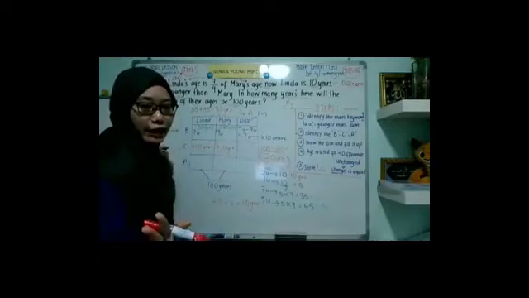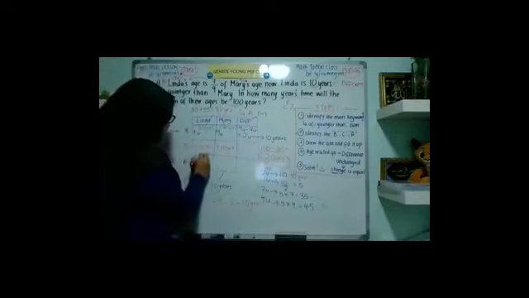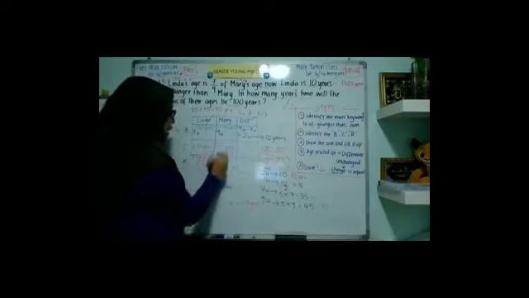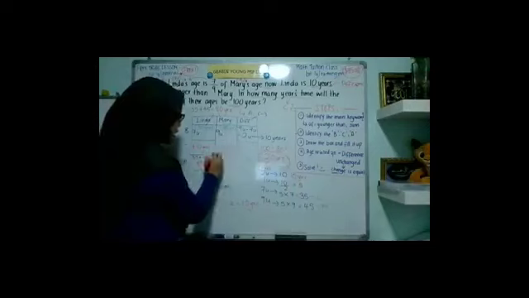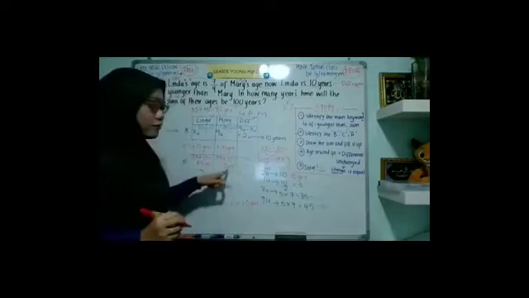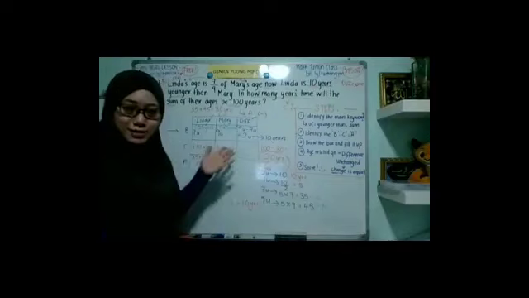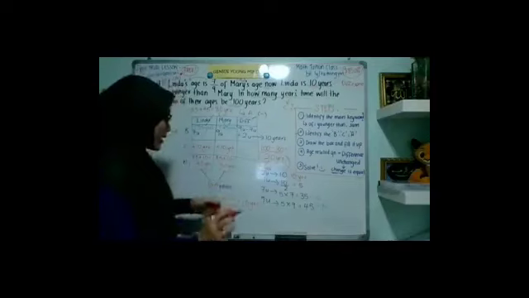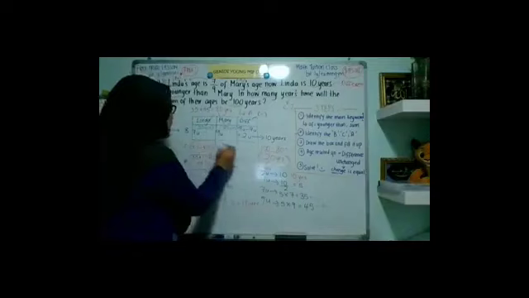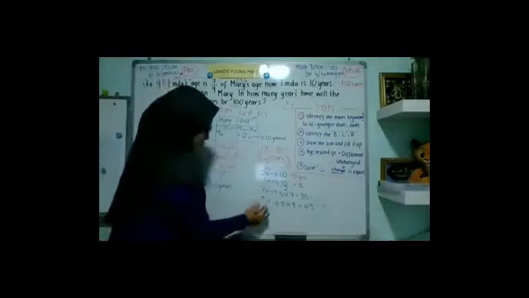Let's double check, alright? 35 plus 10 gives me 45 years. Then I take 45 plus 10. 45 plus 10 gives me 55 years. 45 plus 55 will give me 100 years. Ta-da! Answer. So my answer is 10 years' time. Okay, so this is my answer.